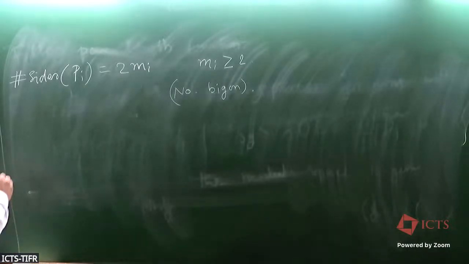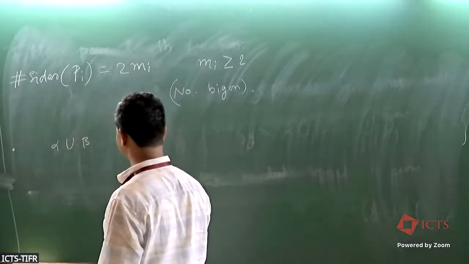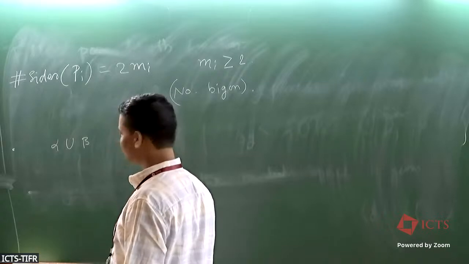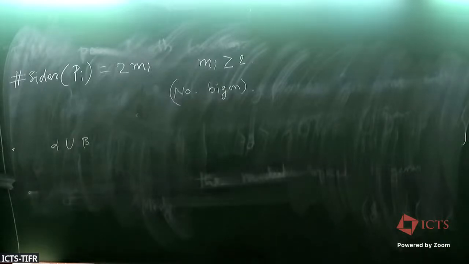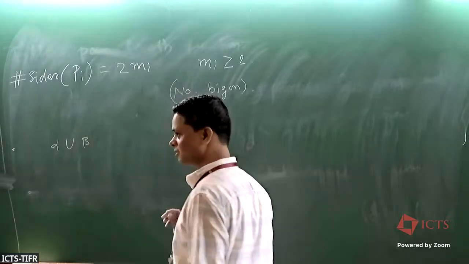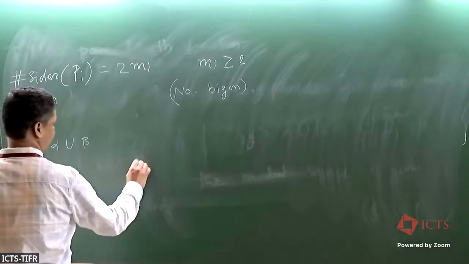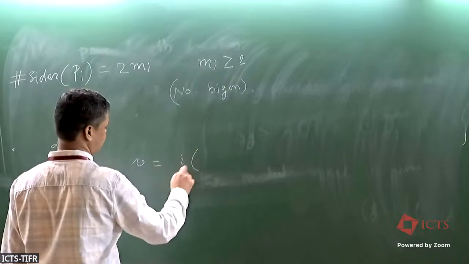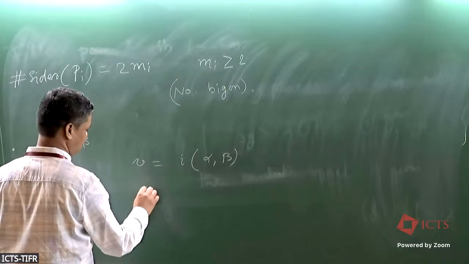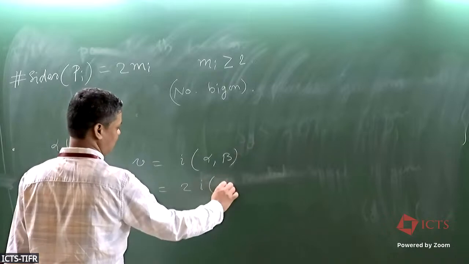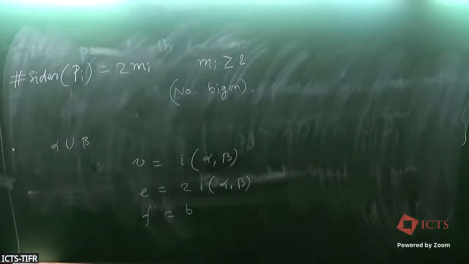Now, if you look at alpha union beta, alpha union beta is basically a four-valent graph on the surface, and the complementary regions are disks. Therefore, alpha union beta is the 1-skeleton of a cell decomposition of S_g, where the number of 0-cells V is equal to the number of intersection points of alpha and beta, and the valency condition gives E equal to 2 I(alpha, beta), and the number of faces is equal to the number of complementary regions, that is B.